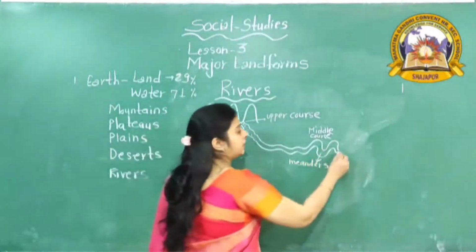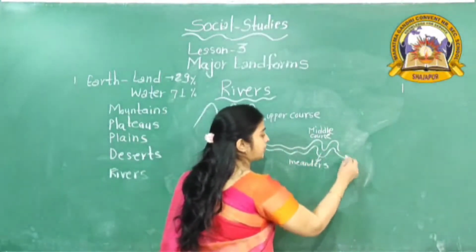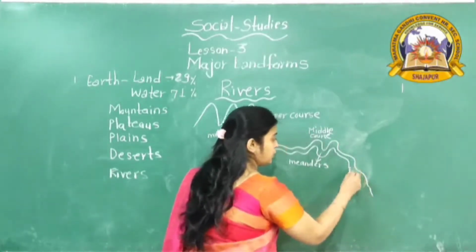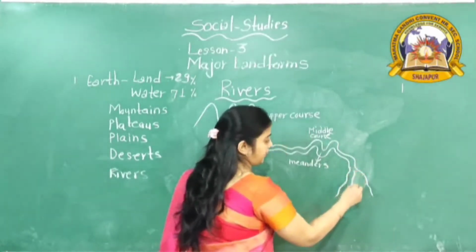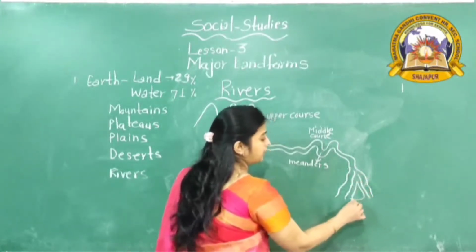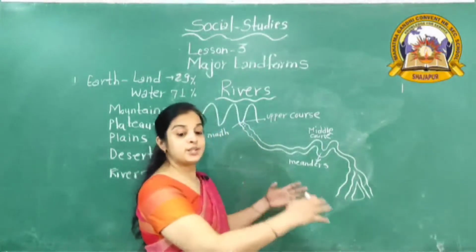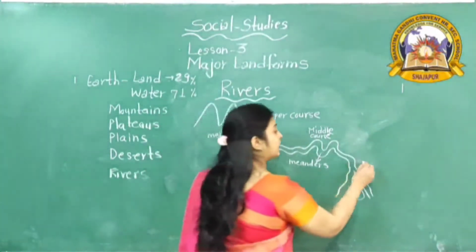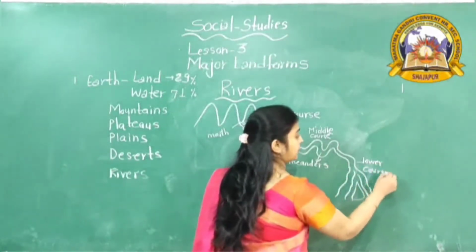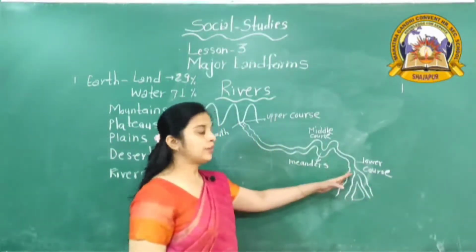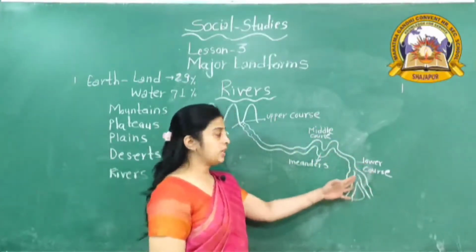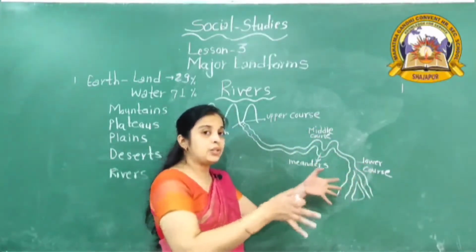From here the river joins the other water bodies. But before joining the other water bodies, the river divides into distributaries. Now, this is known as the lower course. Okay? From the middle course, it will enter the lower course. In the lower course it is divided into distributaries.